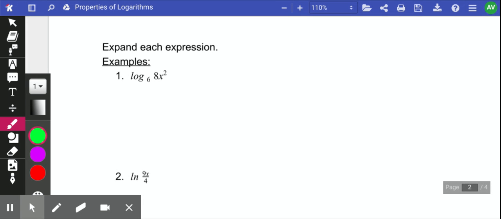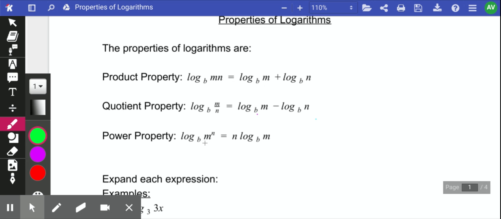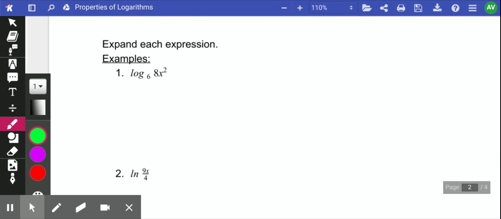All right, so now we're going to continue expanding expressions, but this time I have several things going on here. We're still using these same three rules that we started with before, okay? So still, if we have products, we're going to separate them with a plus sign. If we have quotients, we're going to separate it with a minus sign. And if we have a power, the power goes in front of the logarithm. All right, so let's give this problem a try.